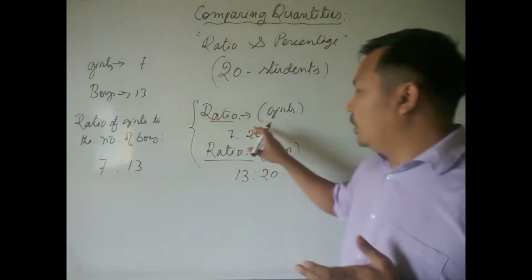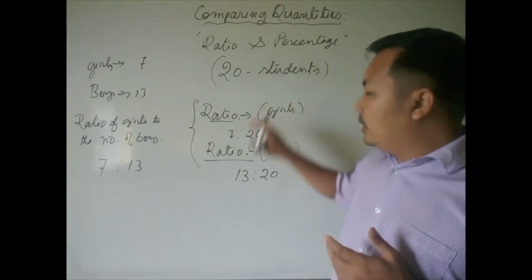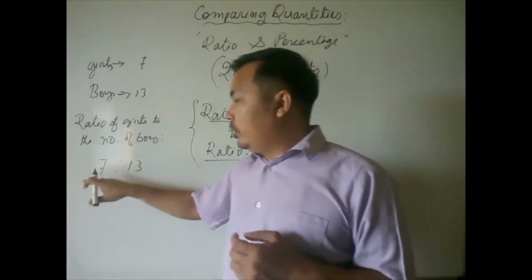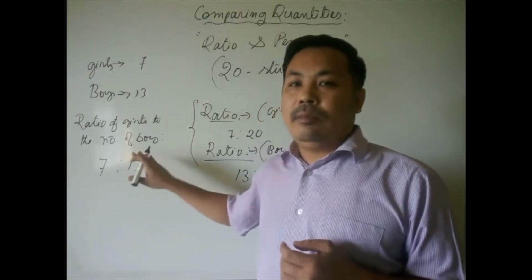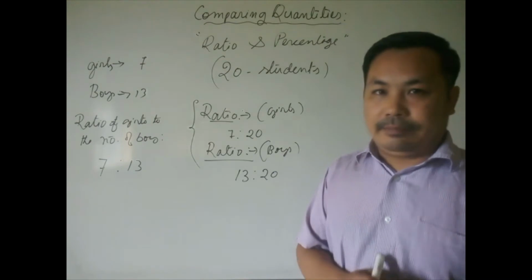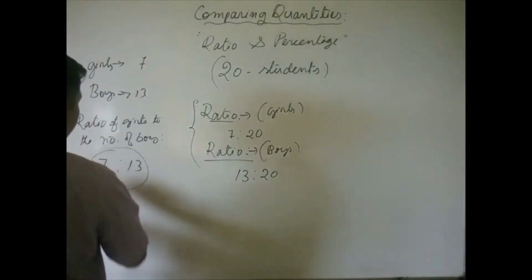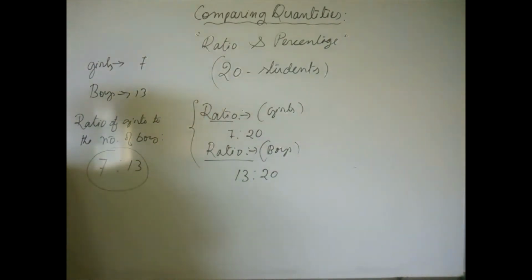This is the ratio of the girls to the total students, and this is the ratio of the boys to the total students. Okay, and this is the ratio of the girls to the number of boys, 7 is to 13. From here you can find out the percentage of the girls and the percentage of the boys. How could you compare?